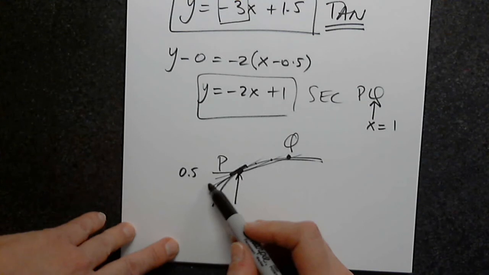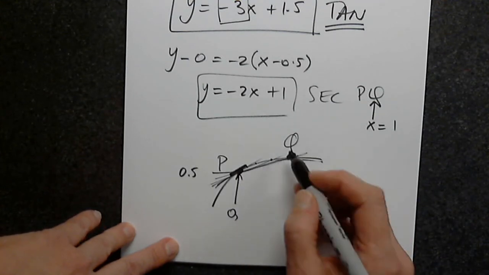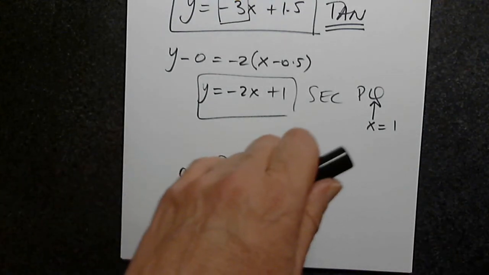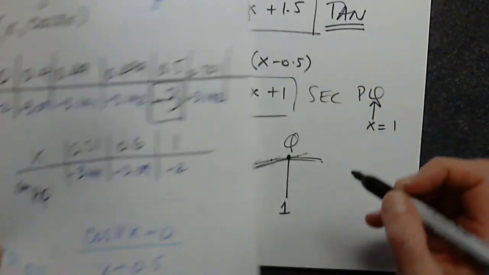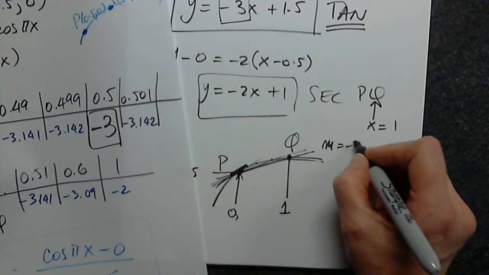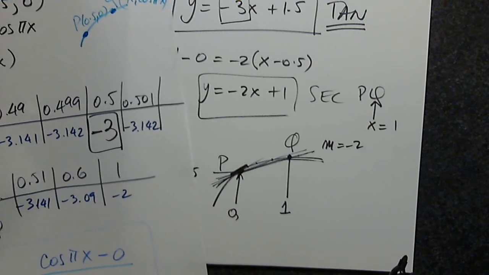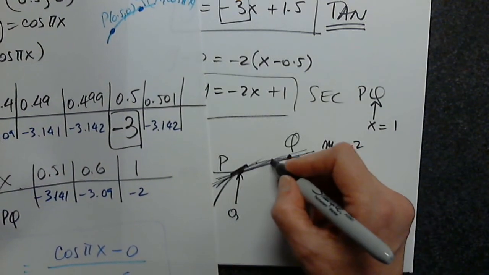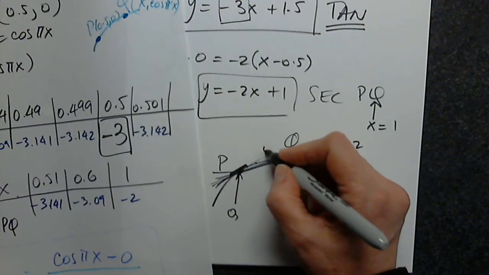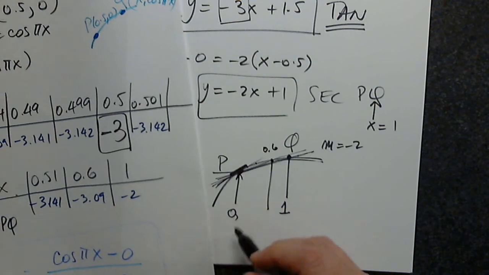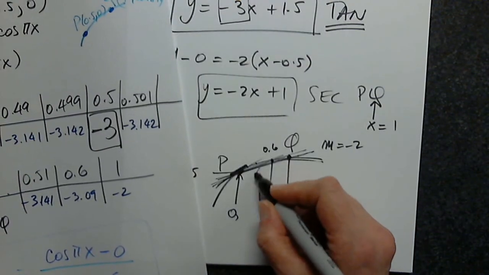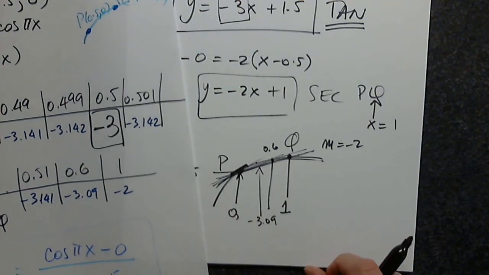If you ask me what is the average rate of change between P and Q, and let's say Q is at 1, then I will say this rate of change is the slope and is -2. If you move Q here, let's say at 0.6, now I'll tell you the slope between these two is -3.01. This slope is -3.09.